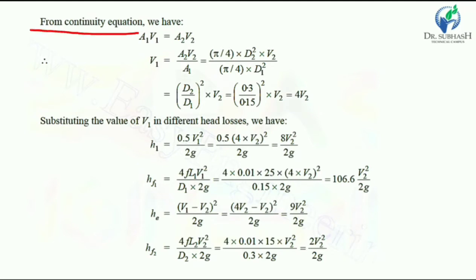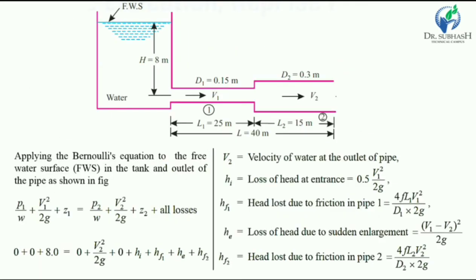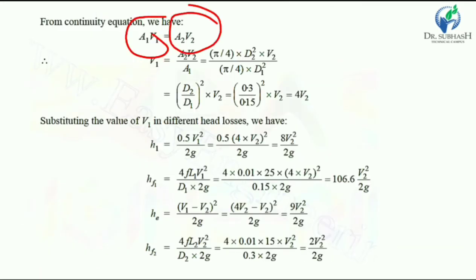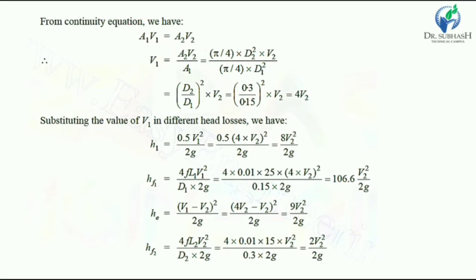Now applying the continuity equation at section 1 and section 2 of the pipe: A1 V1 is equal to A2 V2 as per the continuity equation. Now get the value of V1 through this relation. So V1 is equal to A2 V2 upon A1. Now put the value of areas. The area equation is pi by 4 d square. So A2 is pi by 4 d2 square, and A1 is pi by 4 d1 square.